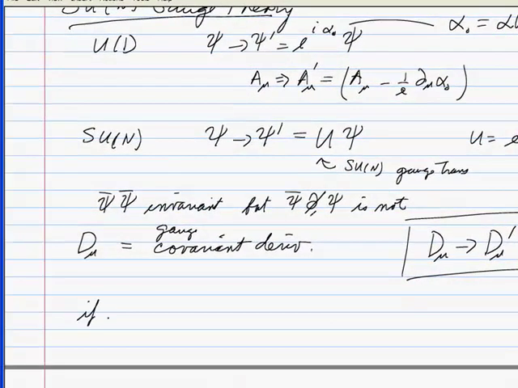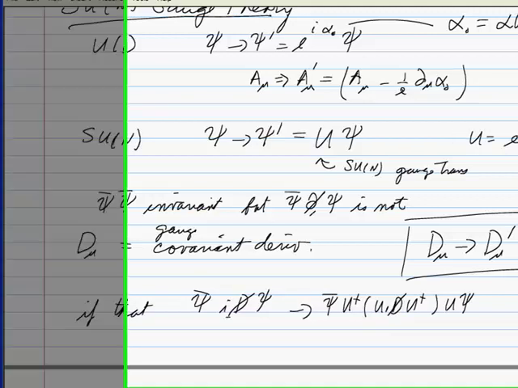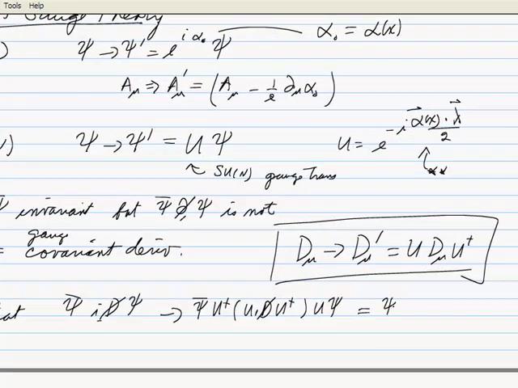If I then have psi bar i D slash psi, where that's the covariant derivative, psi bar turns into psi bar U dagger, D slash turns into U D slash U dagger, and psi turns into U psi. So those transform that way, which is then invariant. Here's psi bar i D slash psi, so it's invariant. Okay, so that's my goal.